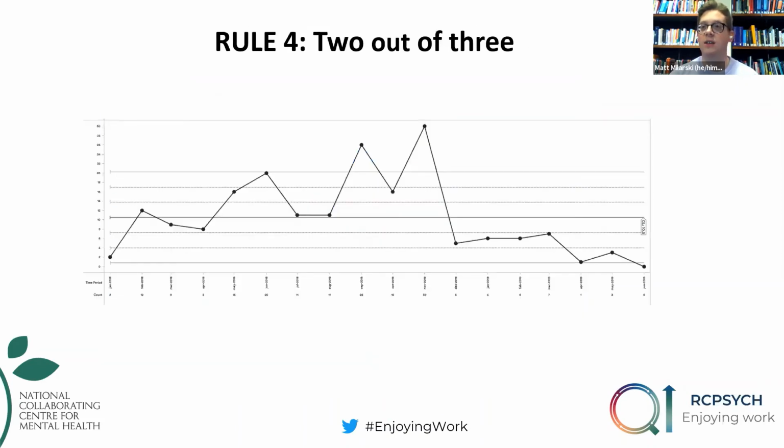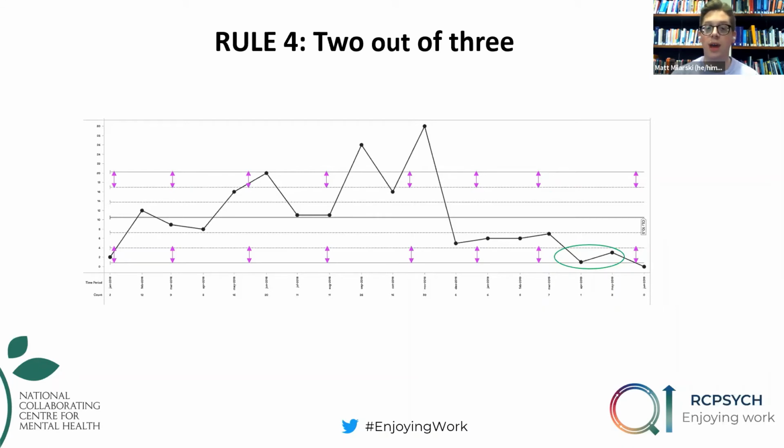On the next slide, we have rule 4, which is the rule of 2 out of 3. And this is when you get 2 out of 3 consecutive points in the outer 1/3 of the chart. So if you click again, Emily, you can see towards the end of that data set there, they have 2 data points in a row that are in the outer 1/3 of the chart.